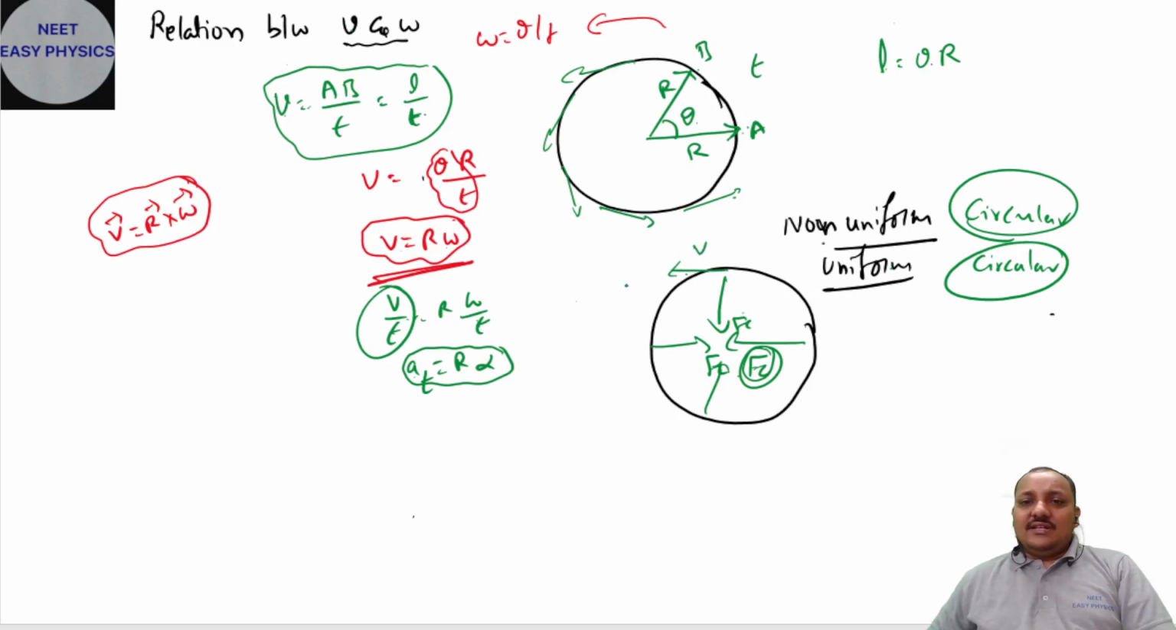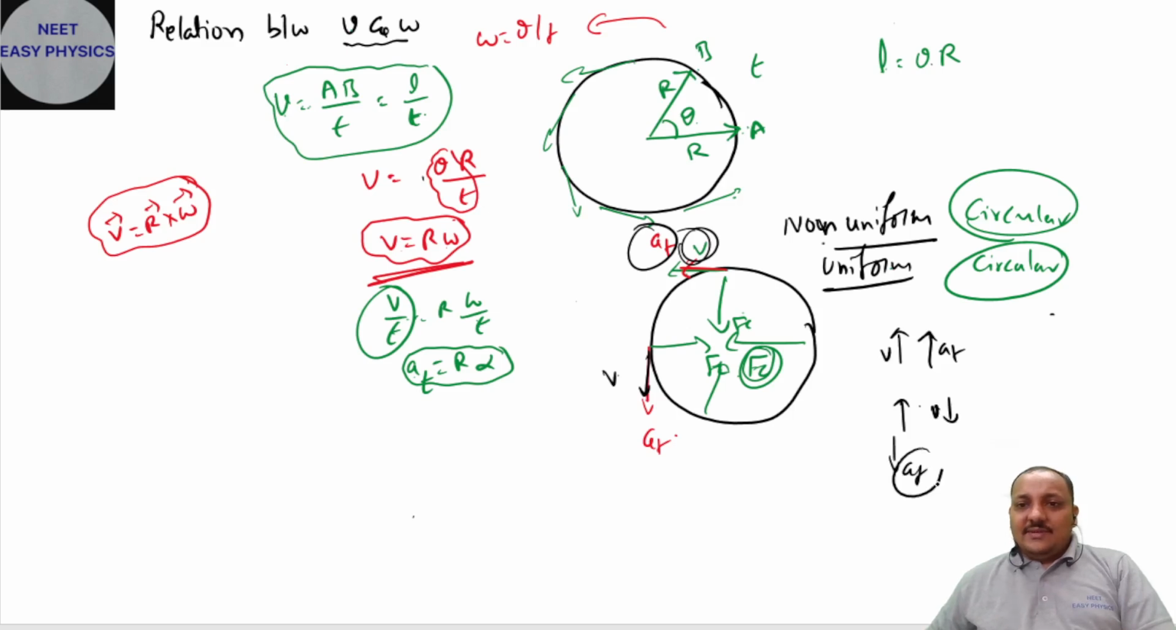This is the direction of velocity at this point. Now, what is the direction of tangential acceleration? In whichever direction the velocity is, in that direction tangential acceleration will be there. But if the speed is going to increase, if velocity increases, tangential acceleration will be in the same direction. If velocity decreases, then tangential acceleration will be in the opposite direction. Tangent gives the tangential direction.